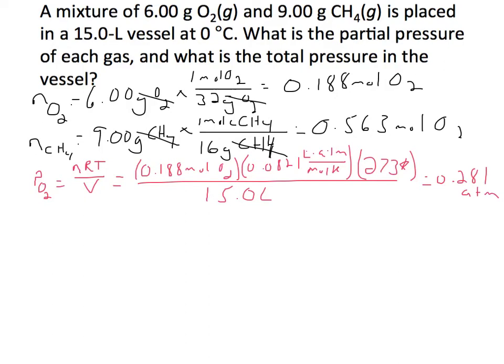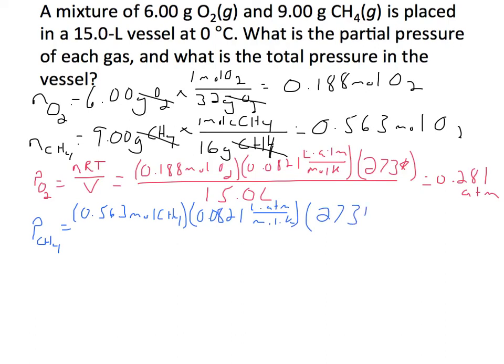We can then do the same thing for the partial pressure of the methane. So here we have 0.563 moles of CH4 times 0.0821 liter atmospheres per mole Kelvin times the 273, which is the same here, and then we can divide that by the 15.0 liters, and so we get 0.841 atmospheres.